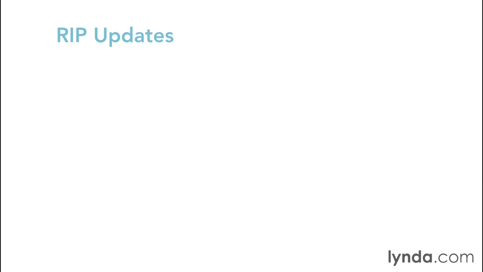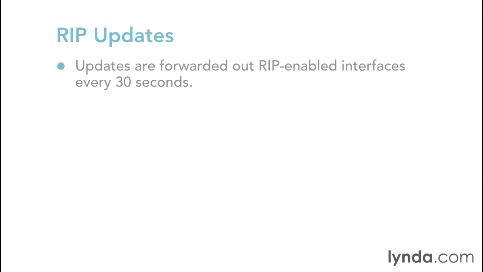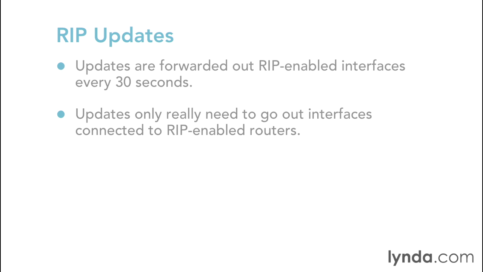RIP updates are forwarded out all RIP-enabled interfaces every 30 seconds by default. However, RIP updates really only need to be sent out to interfaces that are connected to RIP-enabled routers. In this particular topology, the RIP updates really need to go out the serial 0/0 interface to the north and ultimately to the east router.